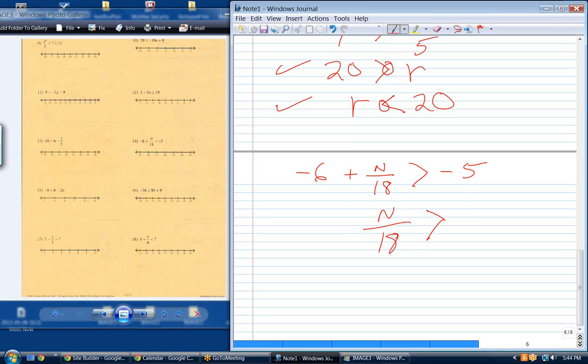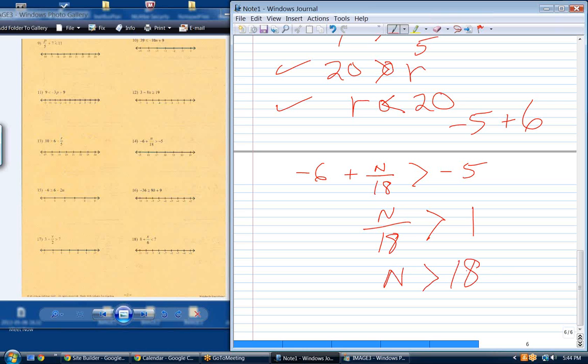We'll add 6 to both sides. So when I have a minus 5 and I add 6. Oh, positive 1. My bad, yeah. Okay. And the last line? Then it would be n is greater than 18.